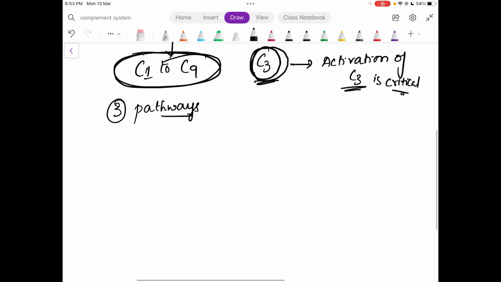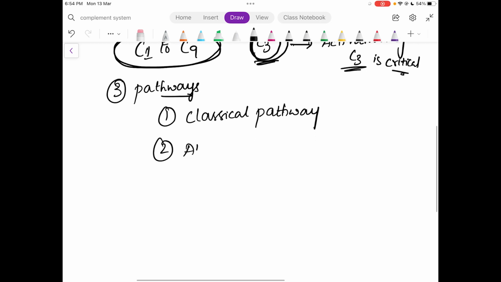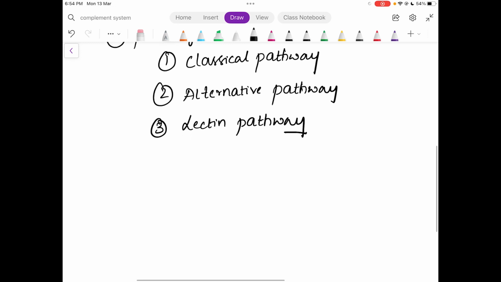What are those three pathways? One is the classical pathway. The second one is the alternative pathway. The third one is the lectin pathway. So we'll discuss each pathway in detail. First we'll see the classical pathway.